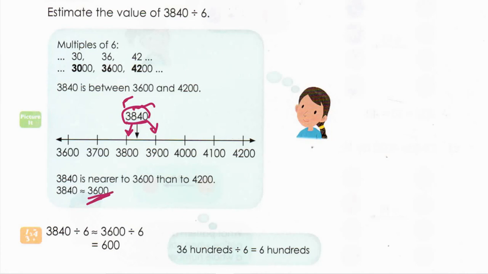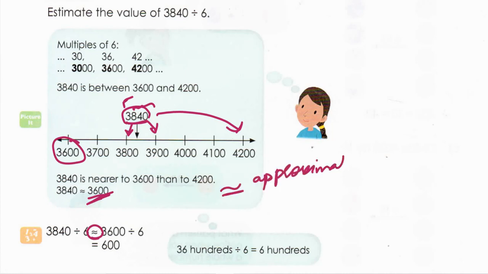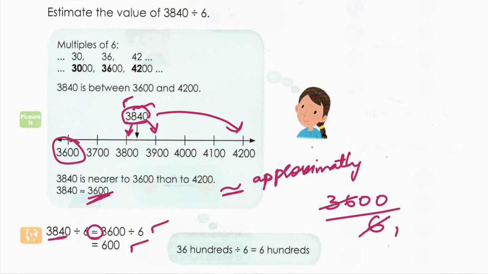3600 is nearer compared to 4200. So he has taken this symbol. You just remember, this is not same, similar, that is approximate. This symbol you call it as approximate. So 3840 divided by 6, approximately 3600 divided by 6. So it becomes how much? 3600 divided by 6. 6 ones are 6, 6 sixes are 36. You keep the 2 zeros as it is, then it becomes 600.